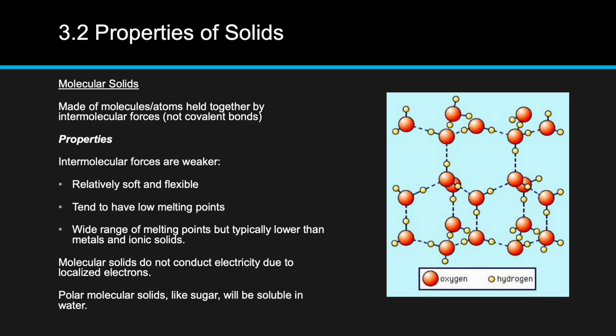Molecular solids are made of molecules or atoms held together by weak intermolecular forces rather than covalent bonds. And because these forces are weaker, molecular solids tend to be soft and flexible with relatively low melting points compared to metals, ionic, and covalent network solids. They do not conduct electricity since their electrons are localized in bonds and not free to move. The polar molecular solids like sugar are usually soluble in water, while nonpolar ones are not soluble in water. And a familiar example of a molecular solid is going to be ice, where water molecules are held together by hydrogen bonding.